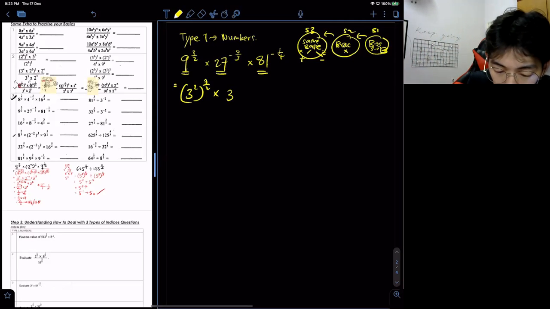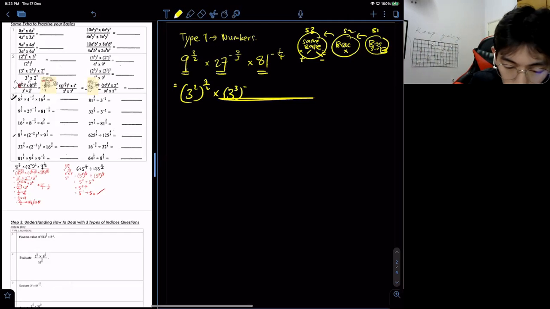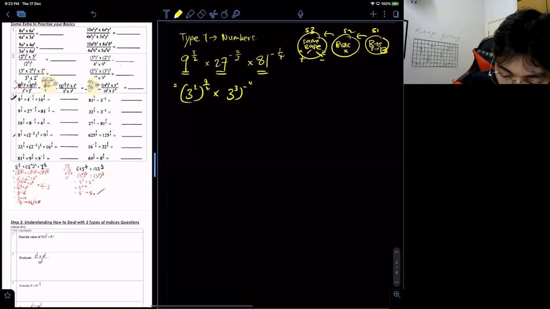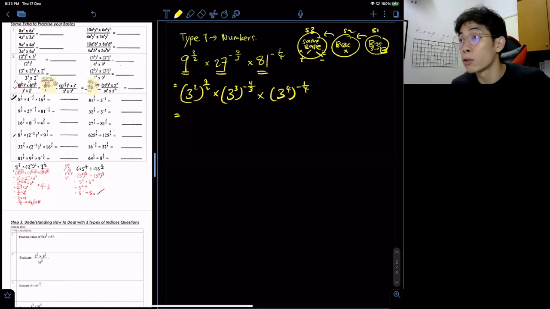Okay, 27, you get 3 cube. Oh, good. So this one is 3 cube. Then 81, negative 4 over 3, then times with 3 power 4, negative 1 over 4. Okay, so you see, fantastic. So after you get this one, then what's the next thing? Okay, what's the next thing?